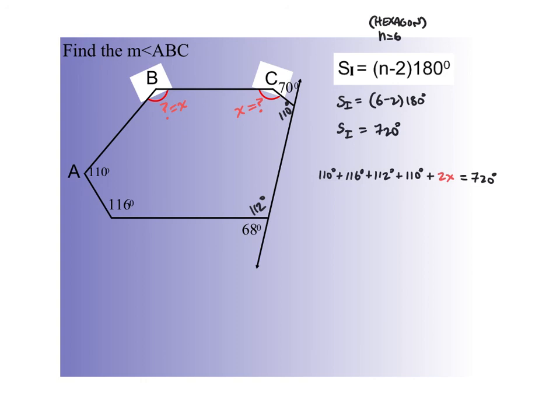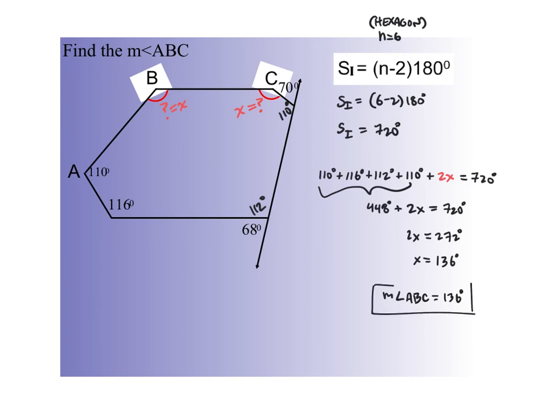All right, so I'm going to add up the like terms over here. Those add up to 448 plus 2 times that unknown value X should equal 720. I subtract, so 2X should equal 272. And now I divide by 2, and X equals 136. Now the question wasn't asking for X. The question was asking for the measure of angle ABC. Now those two things are the same. However, you want to formally address the question being asked to you.